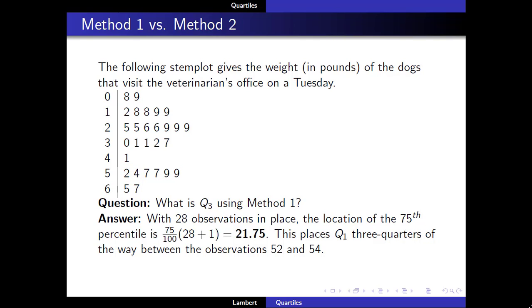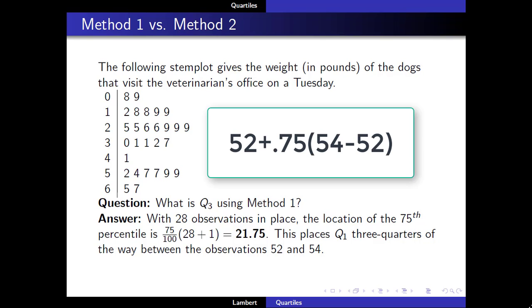So now we want to figure out our third quartile using this method. The way we do it, we want to go 3/4 of the way between 52 and 54. So we take 52, add 0.75 times the quantity 54 minus 52, and notice that gives us 53.5.